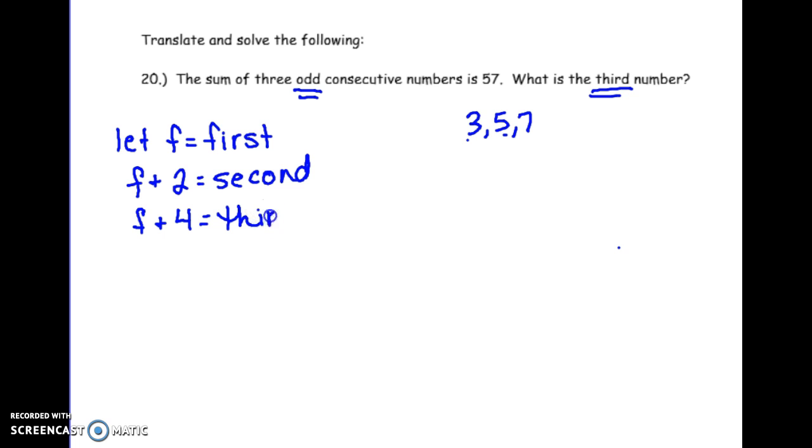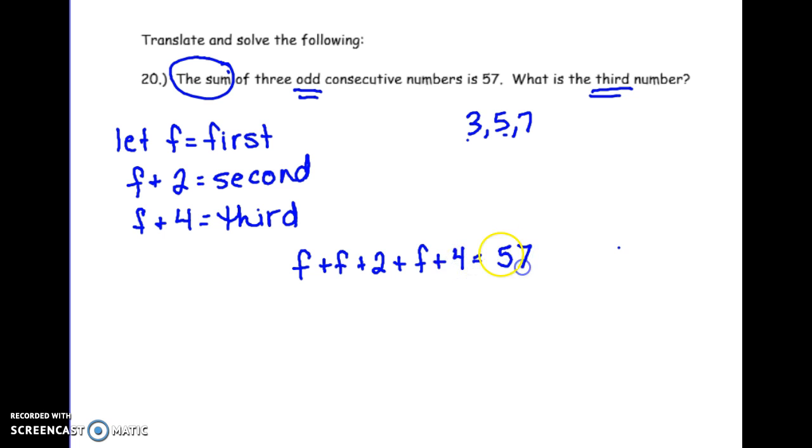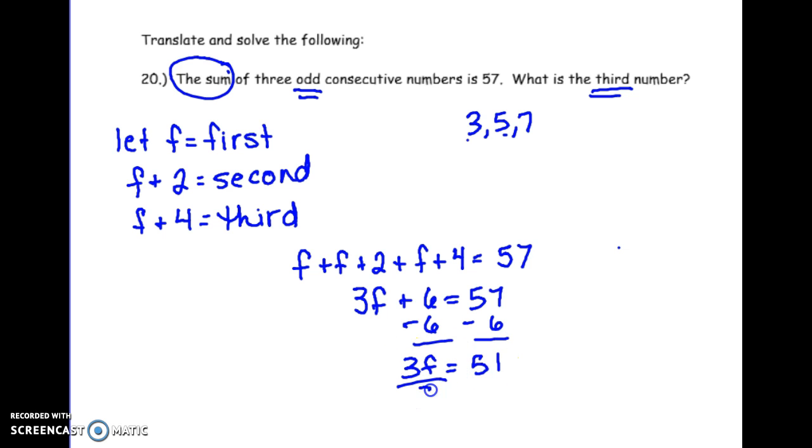As soon as we have expressions that represent those 3 numbers, we're going to take the sum of them. The sum would be the first, which is f, plus the second, plus the third, and that would be equal to 57. I'm going to combine my like terms. 3f plus 6 is 57. Subtract 6 from both sides. 3f is equal to 51. So when I divide by 3, my first number is 17.